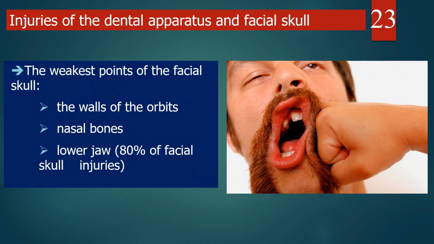Now let's look at injuries of the dental apparatus and facial skull. So what are the weakest points of the facial skull? They are the walls of the orbits, nasal bones, and lower jaw. Lower jaw is, according to statistics, 80% of facial skull injuries.